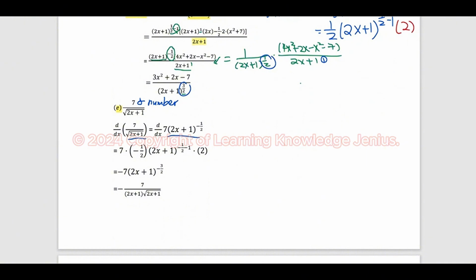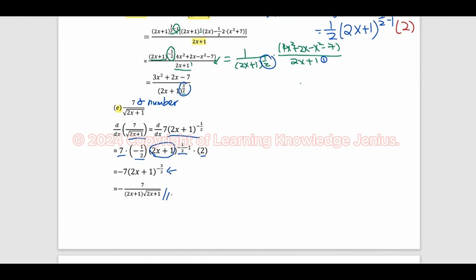Then I'm going to apply the chain rule. I bring down the power. So the 7, I leave it here. I bring down the power and minus the power by 1, and then I differentiate the content, which becomes a 2 here. Then I simplify it to get this. Then the final step, I convert it into the surds. And this is how I get it.